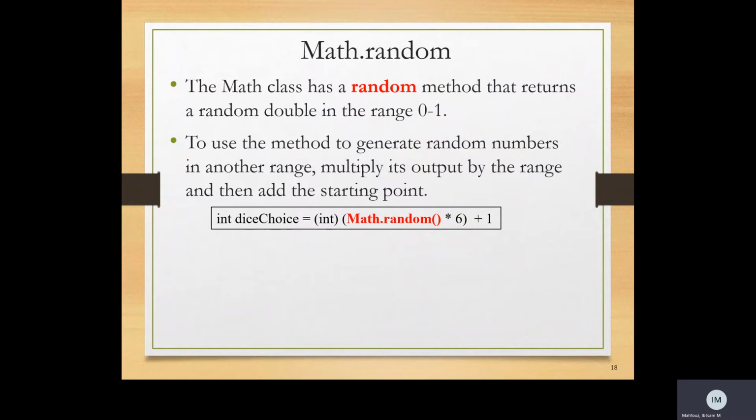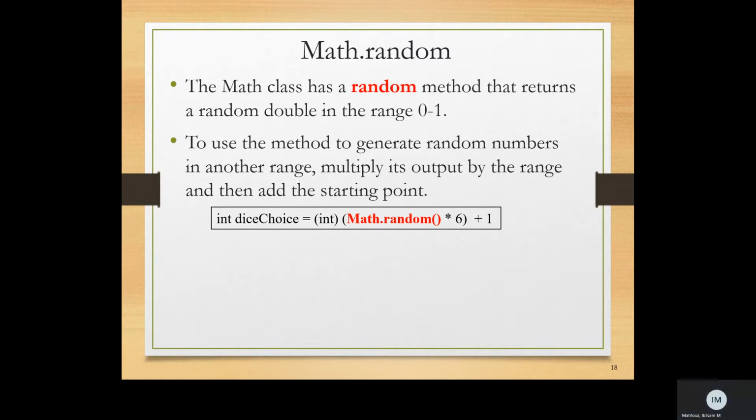In this video, we're going to see how we can generate some random numbers. Earlier on, we learned that we can use some methods in the math class: math.pow to raise a number to a power, math.sqrt to take the square root of a number, math.abs to get the absolute value of a number. Now, math also has a method called random, and what it does is return a random number. It's a random double in the range of 0 to 1.